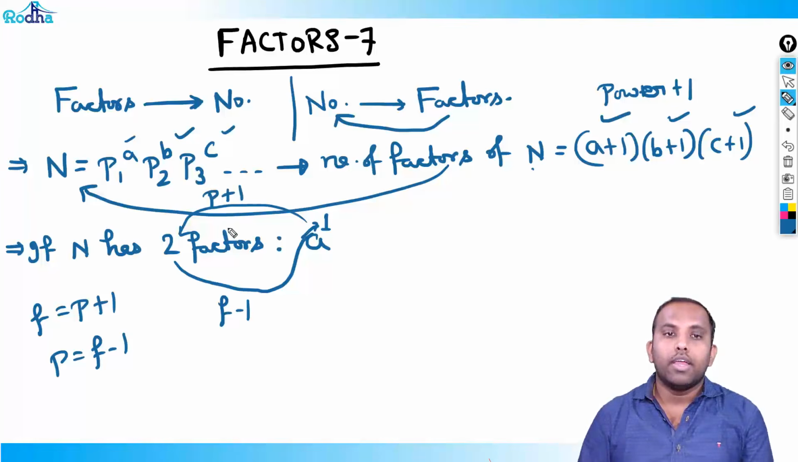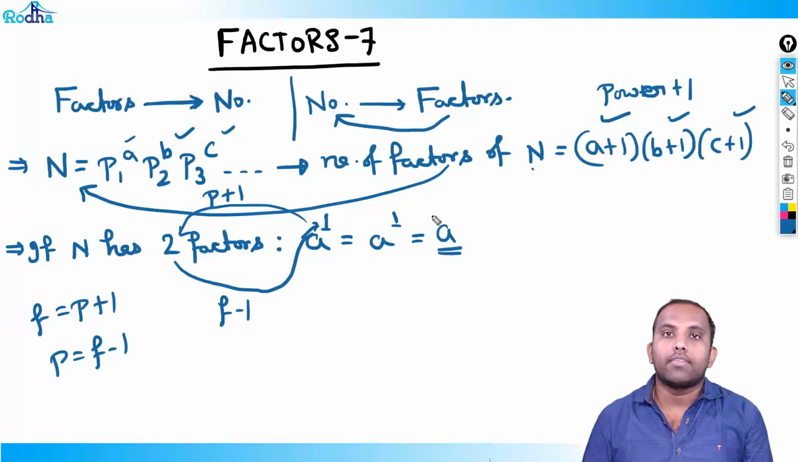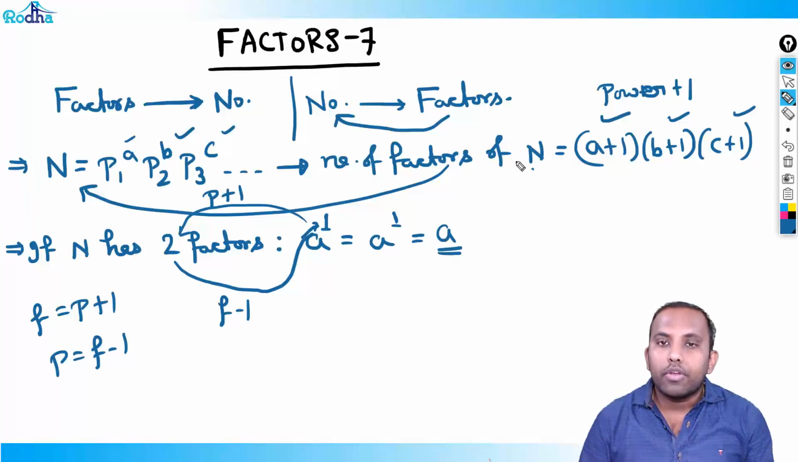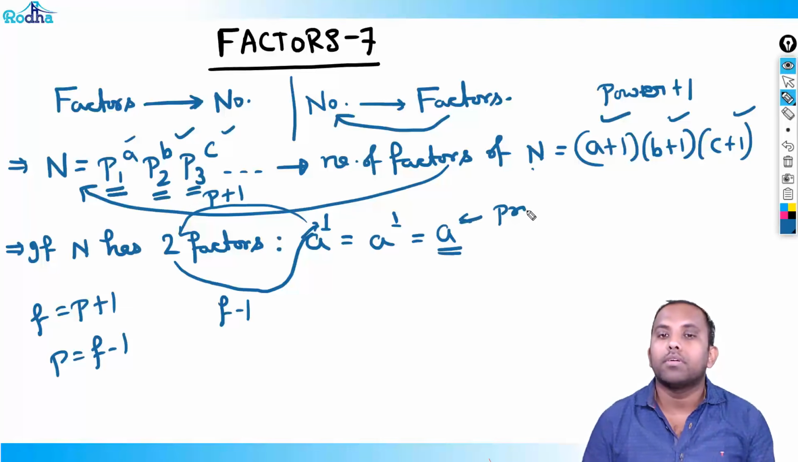Right? So if there are 2 factors, what is the number? It could be a raised to 1, right? Now what is a raised to 1? A raised to 1 is a only. It can't be broken because a is a prime base, right? Always when you write factors, the number we write is always in terms of prime bases. That means a is a prime number. So quite easy. We know that a prime number has got 2 factors, right?